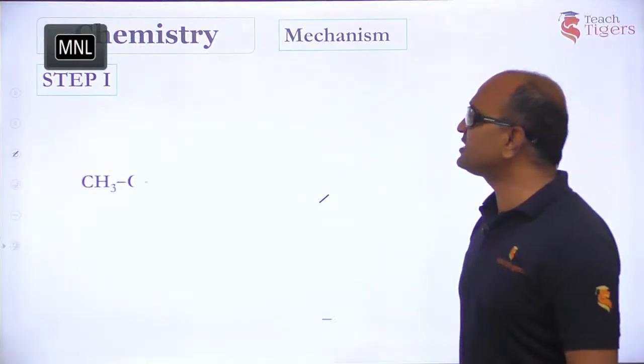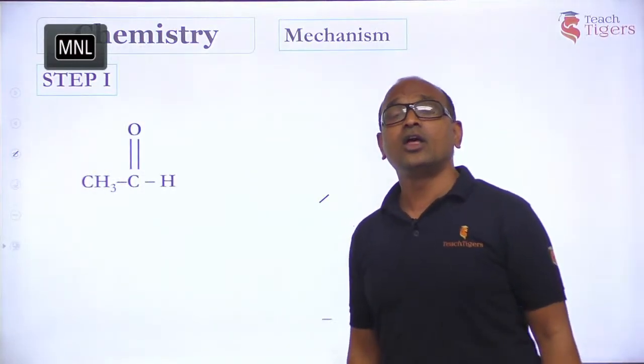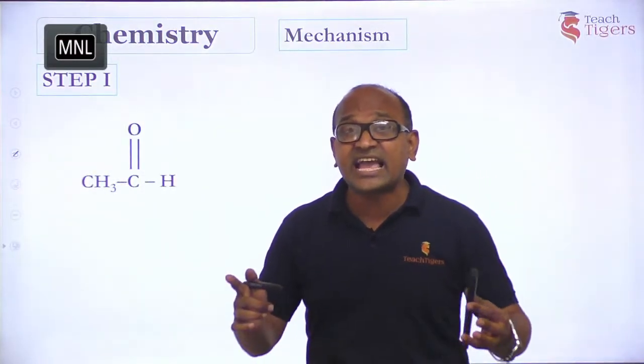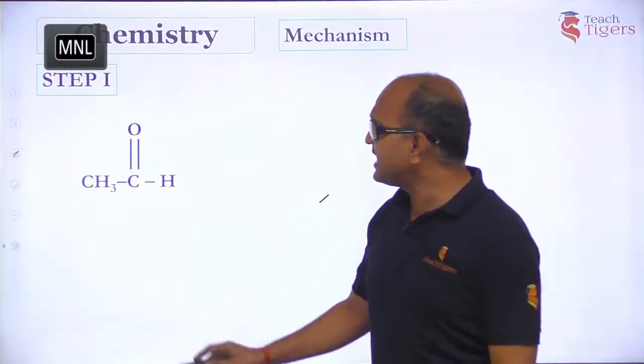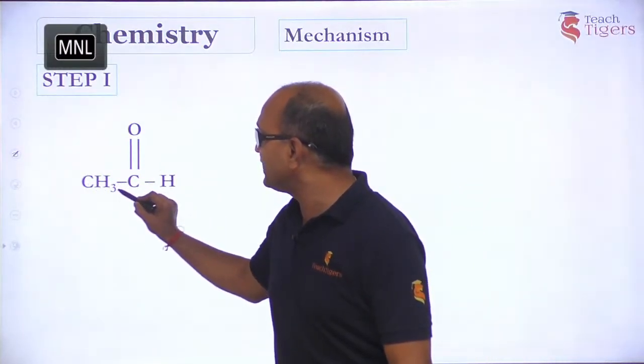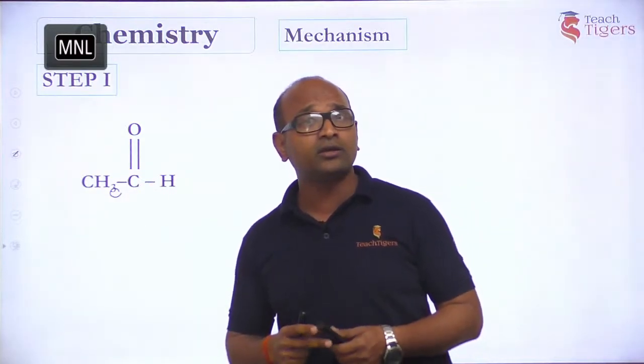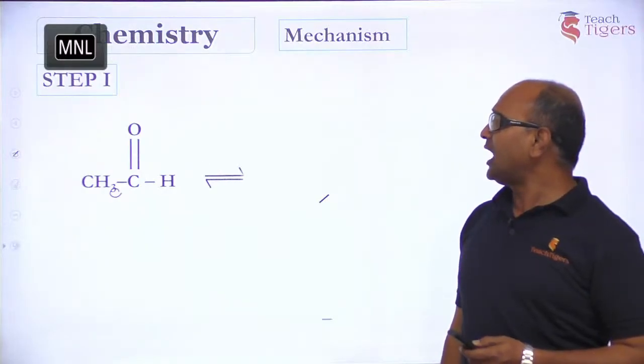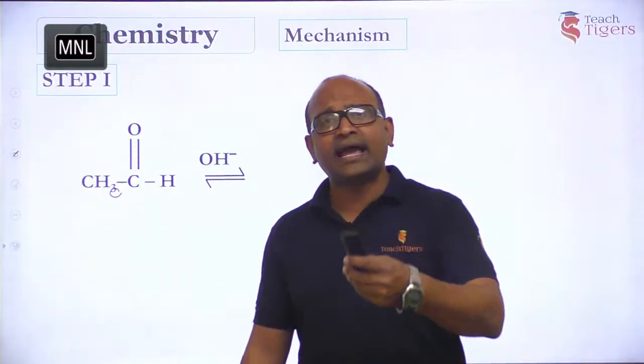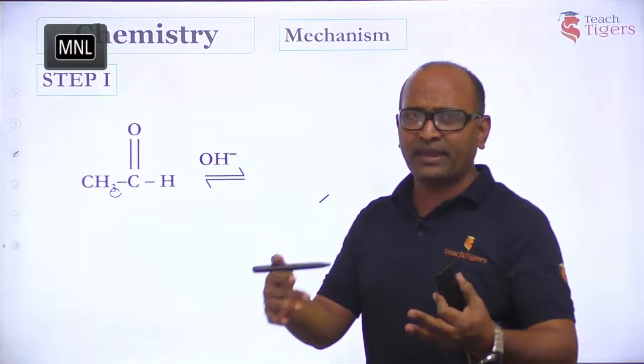Guys, let's see the first step. We have this aldehyde, acetaldehyde. Does this have an alpha hydrogen? Yes, this is our alpha carbon and this is the alpha hydrogen. So this is capable of undergoing Aldol reaction. Now I'll take a base here. You can add NaOH, calcium hydroxide, any base you can add.